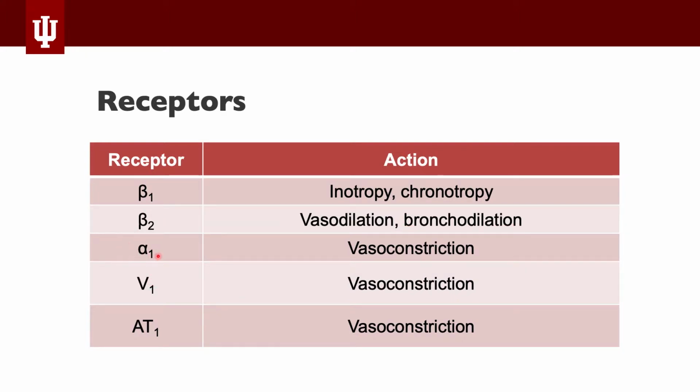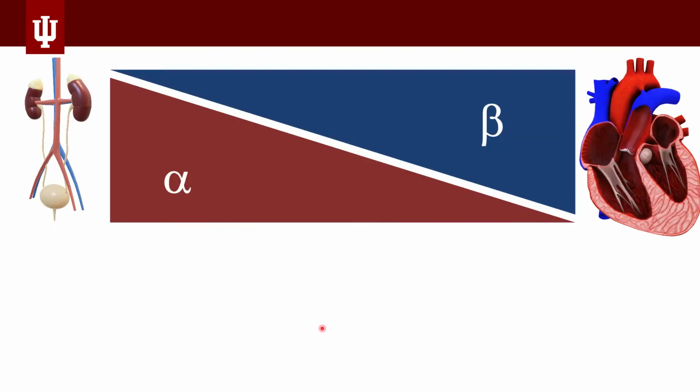An alpha-1 receptor, again, is also mostly located in the vasculature and the arterioles, and that's going to cause vasoconstriction. Most of our agents that act on one of these receptors have some overlap with the other receptors as well, so we will be discussing that. Vasopressin is going to act on the vasopressin receptor, and angiotensin is going to act on the angiotensin receptors. Both of those cause vasoconstriction.